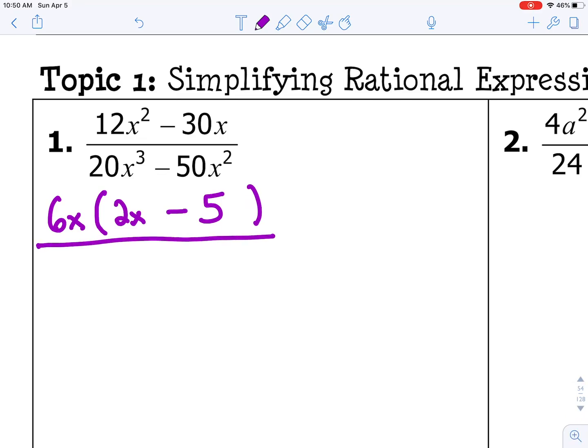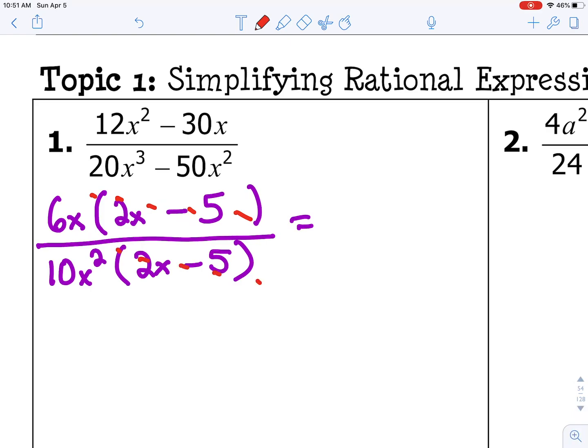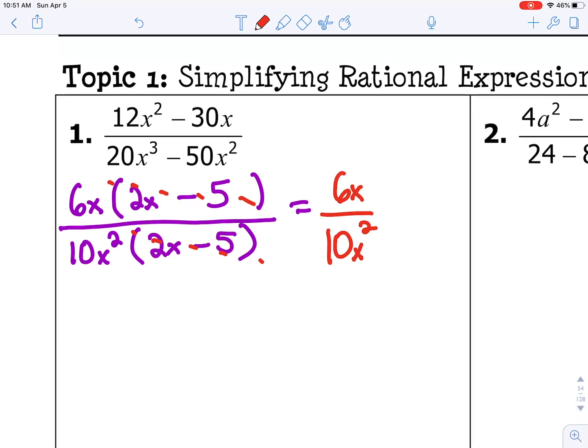And then I need to do the same thing on the bottom. Out of the bottom, I'm going to factor out a 10, and then I can actually get x squared factored out of those two, and then I'm going to have times 2x minus 5. The reason we simplified is because now we're allowed to get out our cross-out pen, and we can go like that, and we can go like that, and we are left with 6x over 10x squared, which would be partial credit because you have to reduce 6/10 to 3/5.